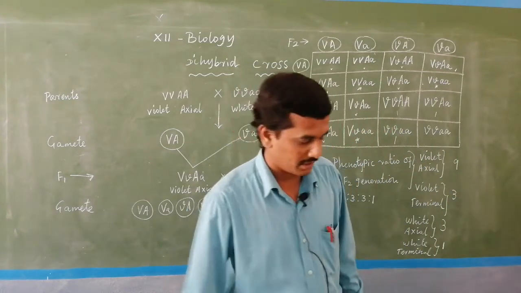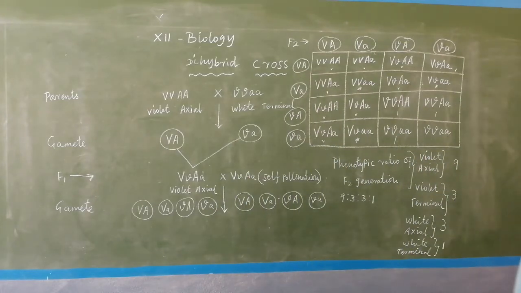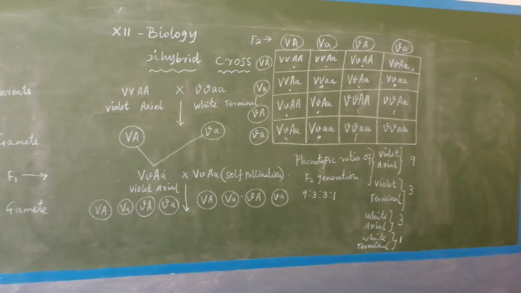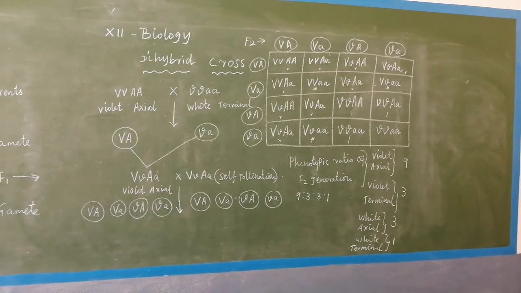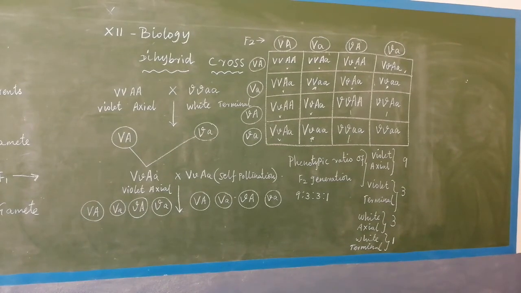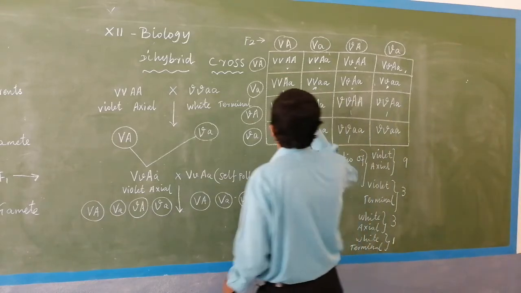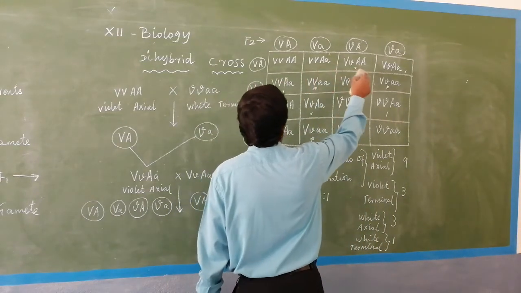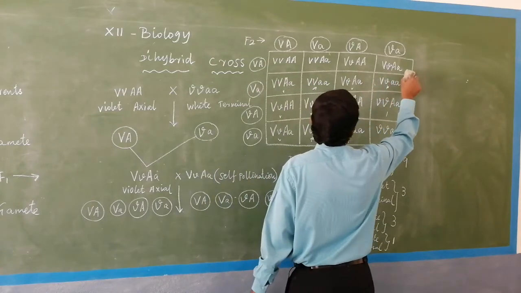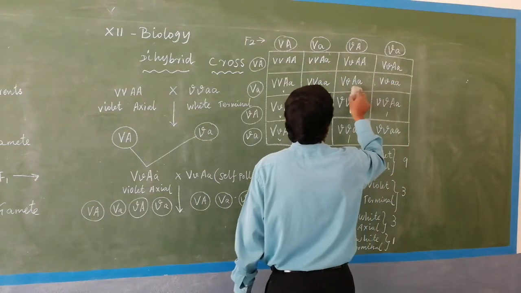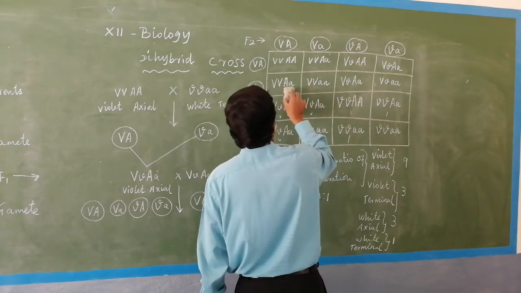How does the genotypic ratio occur? So I have already done the genotypic ratio also. Listen. Now the genotypic ratio. In genotypic ratio, first we erase all the things. So easily, without any confusion, we count the numbers of different plants.